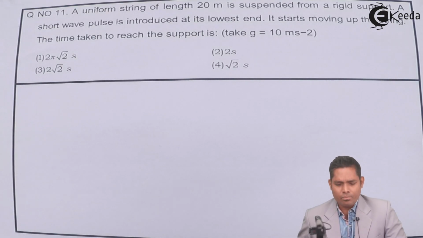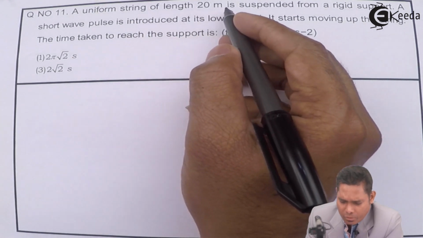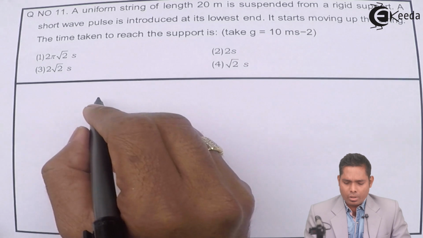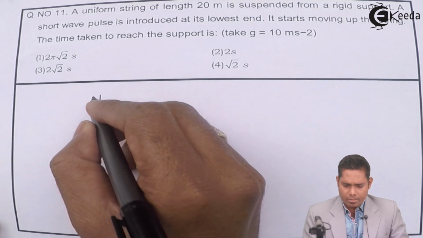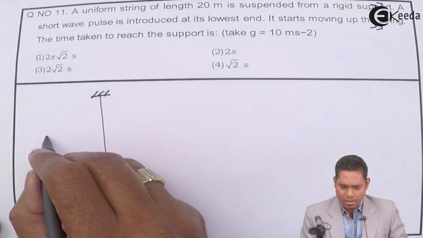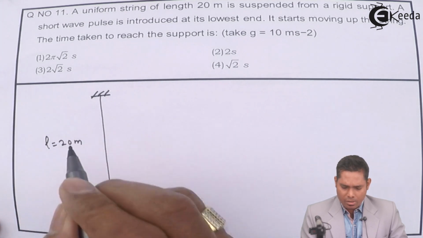Question number 11. A uniform string of length 20 meter is suspended from a rigid support. This length is 20 meter.